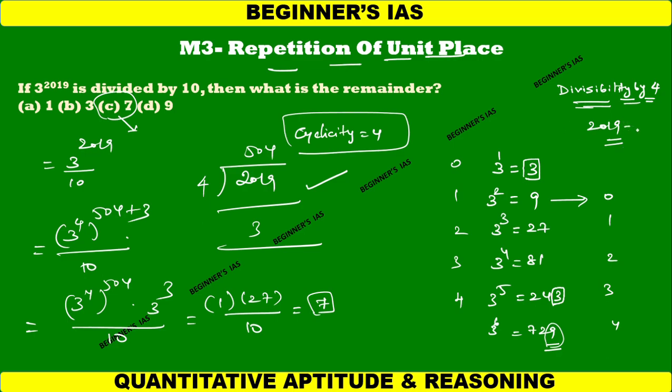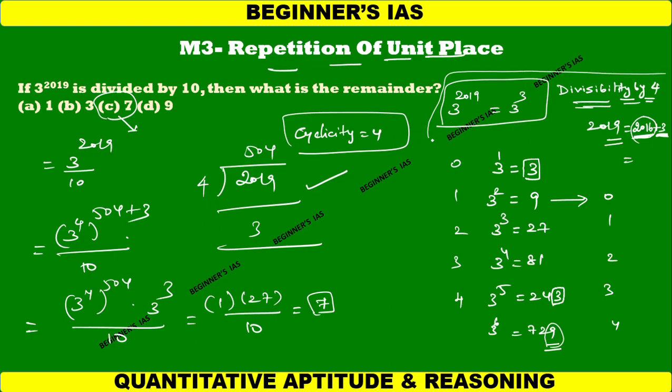Just 2019 can be split into 2016 plus 3. 2016 is divisible by 4, therefore plus 3 is the remainder. Therefore 3 power 2019 is equal to 3 power 3. So this logic also we can apply. 3 power 3 is 27. 27 divided by 10 leaves remainder 7. Without any tedious work, we are able to answer in the simplest manner. This is also one method.